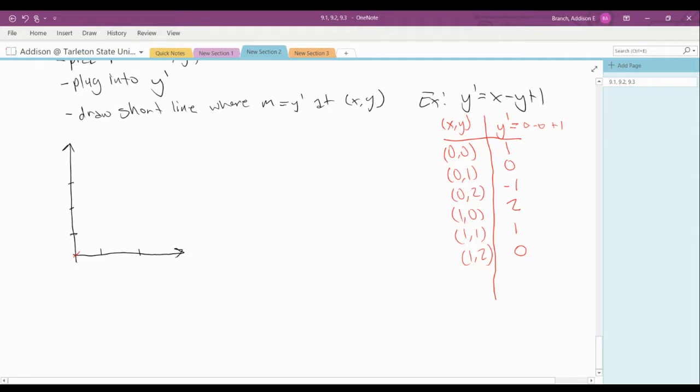At (1, 0), we know it's going to be 0, so we just go ahead and draw a little level slope. Pretend that's level. At (0, -2), it's negative 1, so we're just going to draw a little slope down like that. At (1, 0), we know it's going to be 2, so we're going to draw a little bit steeper slope than our first one. At (1, 1), it's going to be 1, and at (1, 2), it's going to be 0.